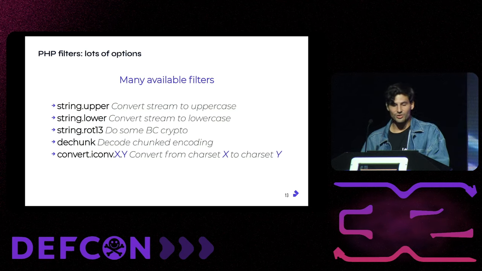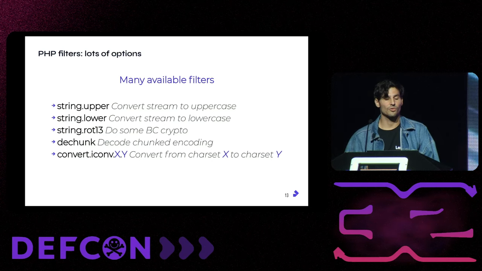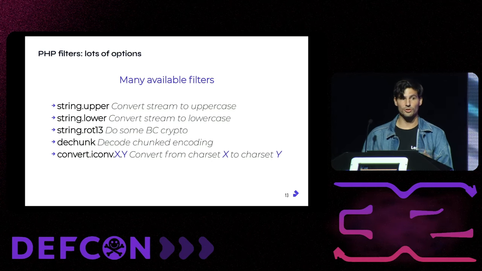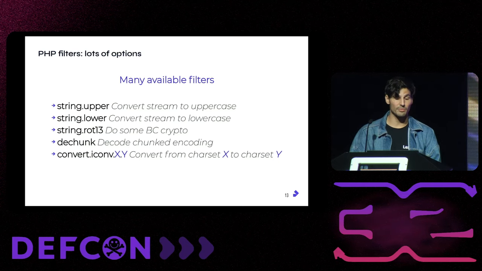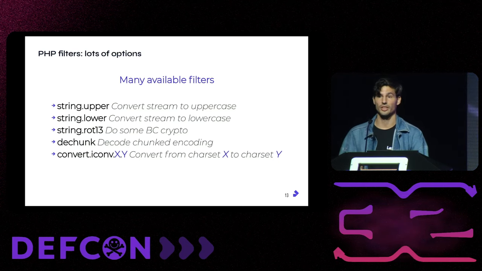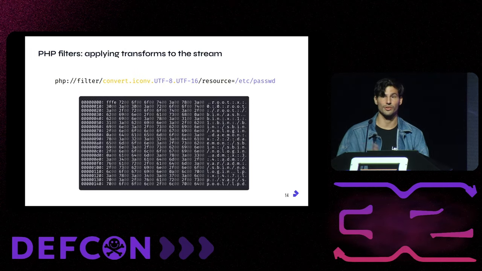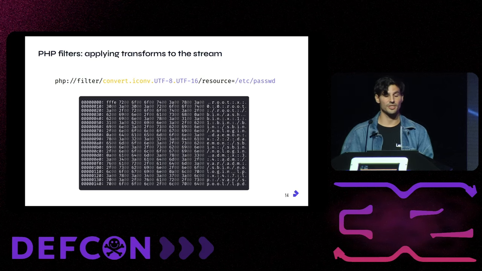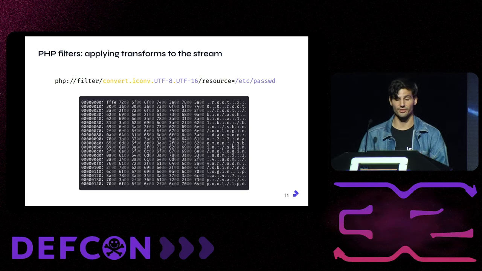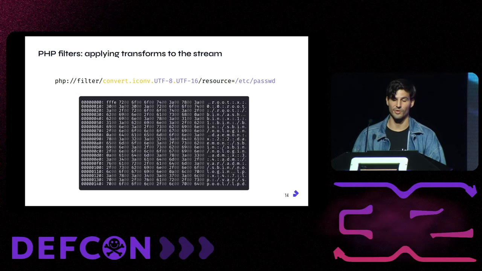And well, you can also use the star of today, which is convert.iconv.x.y. What it will do is use the iconv library of the glibc to convert your stream from charset x to charset y. Just to give you a quick example, say that you have /etc/passwd and you want to convert it from UTF-8 to UTF-16. You can use this PHP filter string, and it will do it automatically, as you can see in the xxd dump right underneath.